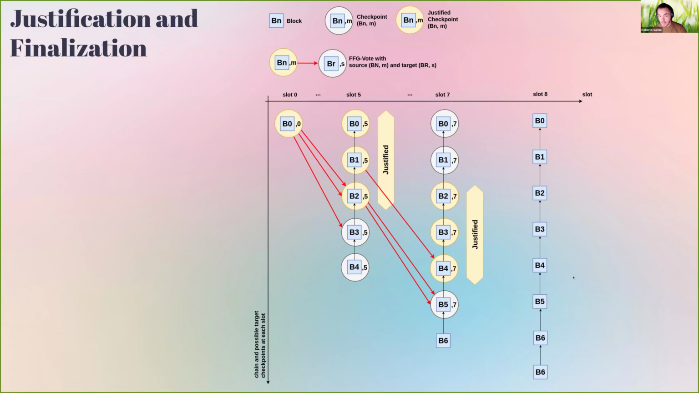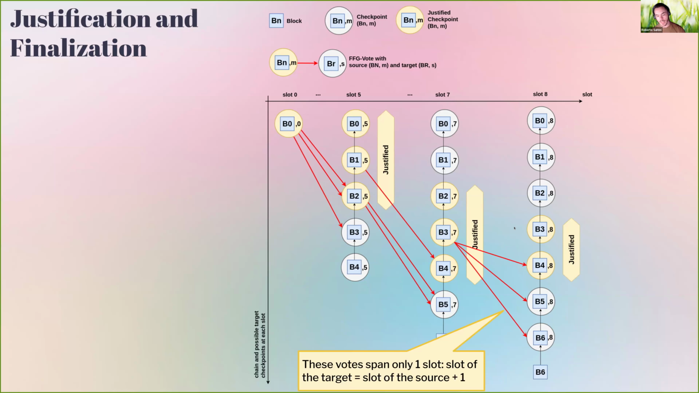Now, if we go to the slot after, slot 8, assume that we have this condition where we have a bunch of FFG votes, all with the same source, a potentially different target, but they span only one slot, meaning that the slot of the source is just one lower than the slot of the target. This is what gives us finalization, which is similar to what we have in Gasper. So because of these FFG votes, we are going to finalize the chain from B3 to B0.